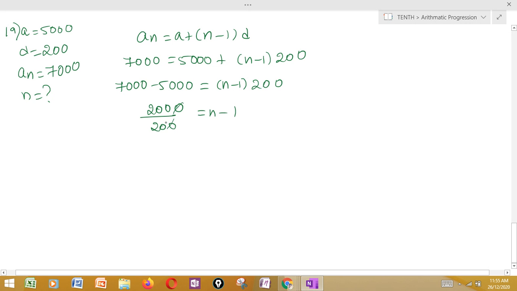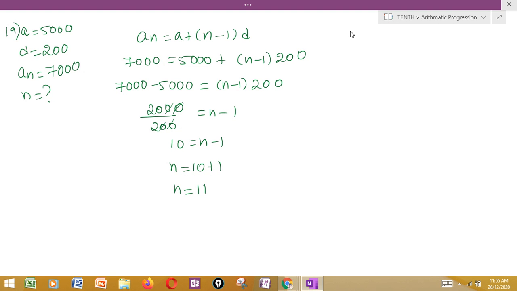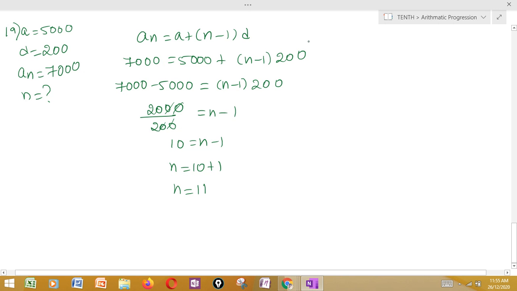So 2,000 divided by 200, the zeros cancel, 2 ones are 2, 2 tens are 20. So 10 is equal to n minus 1. So n is equal to 10 plus 1. So n is equal to 11. After 11 years, he will get the amount of 7,000. Is it clear to everyone? Yes, sir. Is there any doubt in this problem?